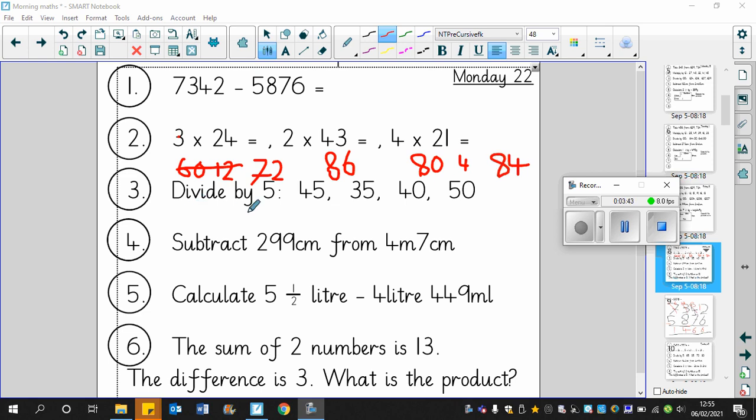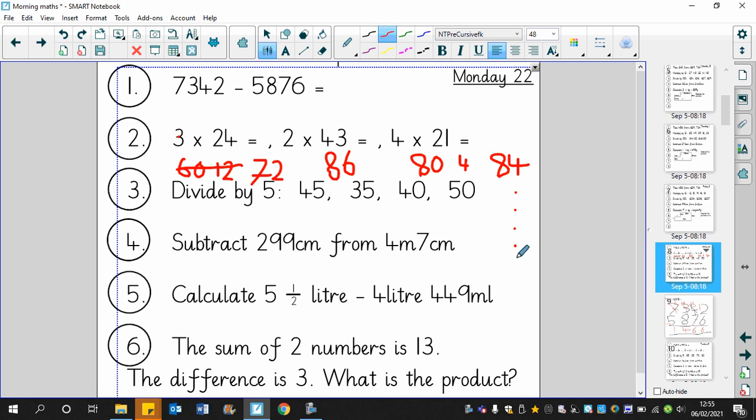Okay, question number 3, dividing by 5. Right, so 1 2 3 4 5 6 7 8 9 10 11 12. So each of these dots represents 5 in the 5 times table. So if we divide 45 by 5, all we do is we count up 5, 10, 15, 20, 25, 30, 35, 40, 45. So we get to that dot there and count how many dots. 1 2 3 4 5 6 7 8 9. So 45 divided by 5 is 9.